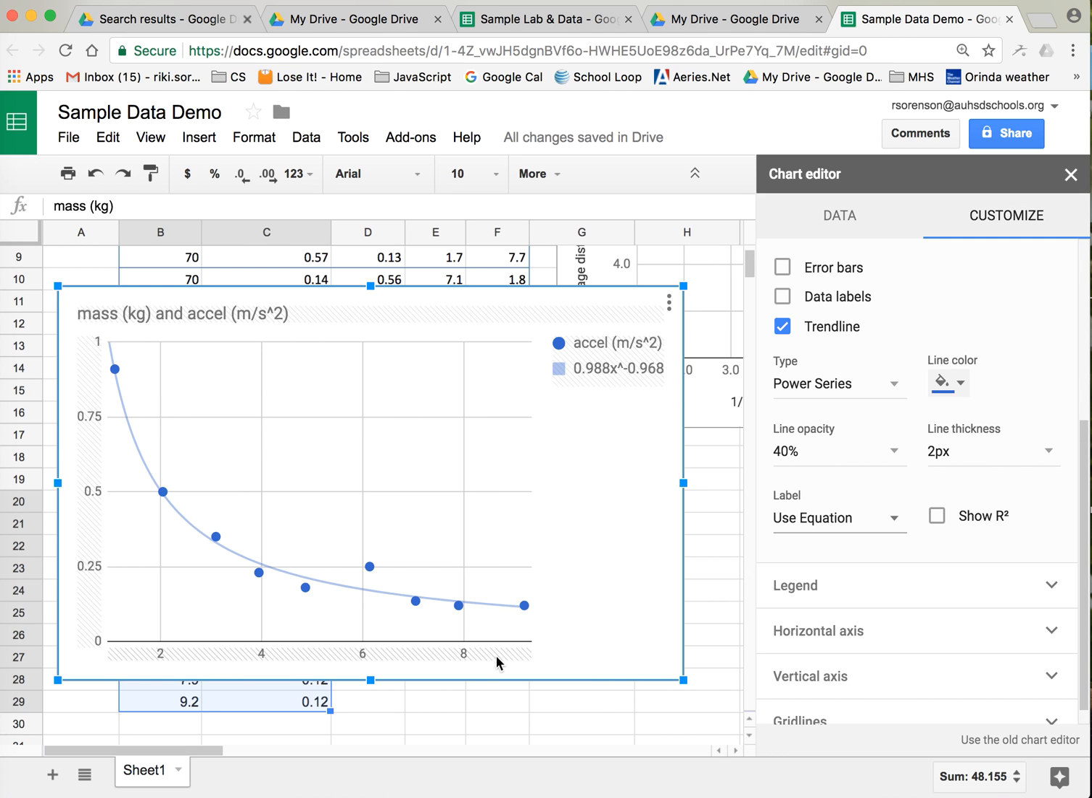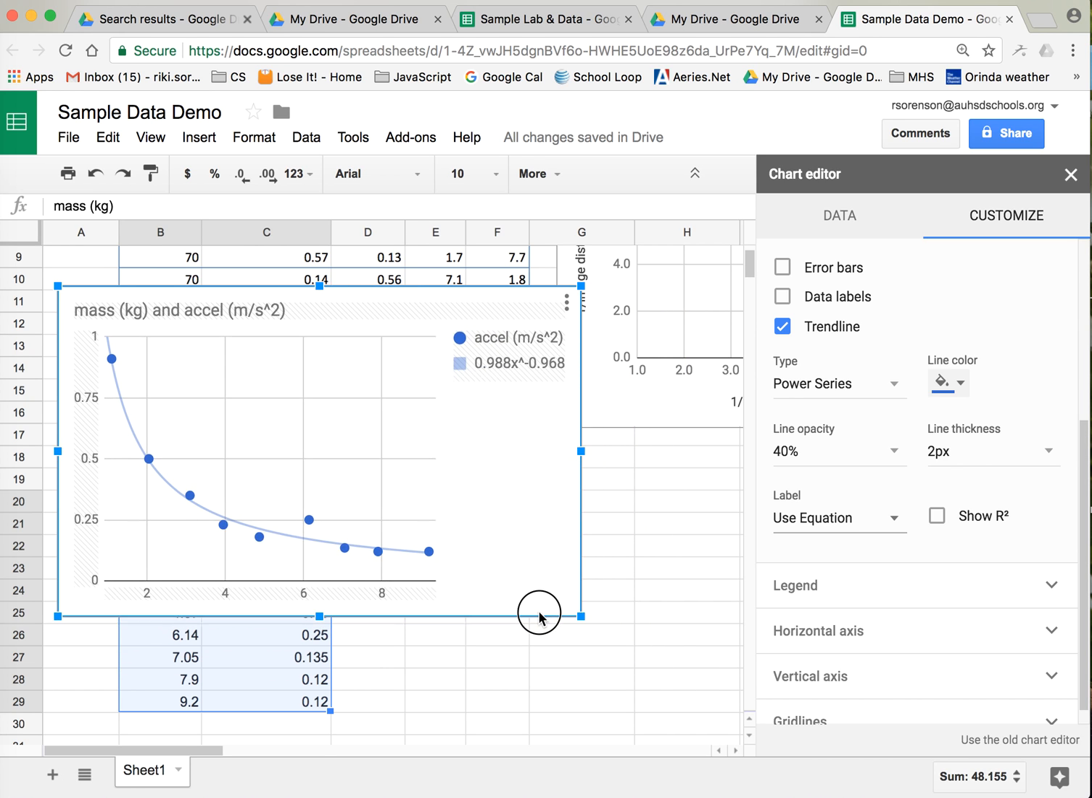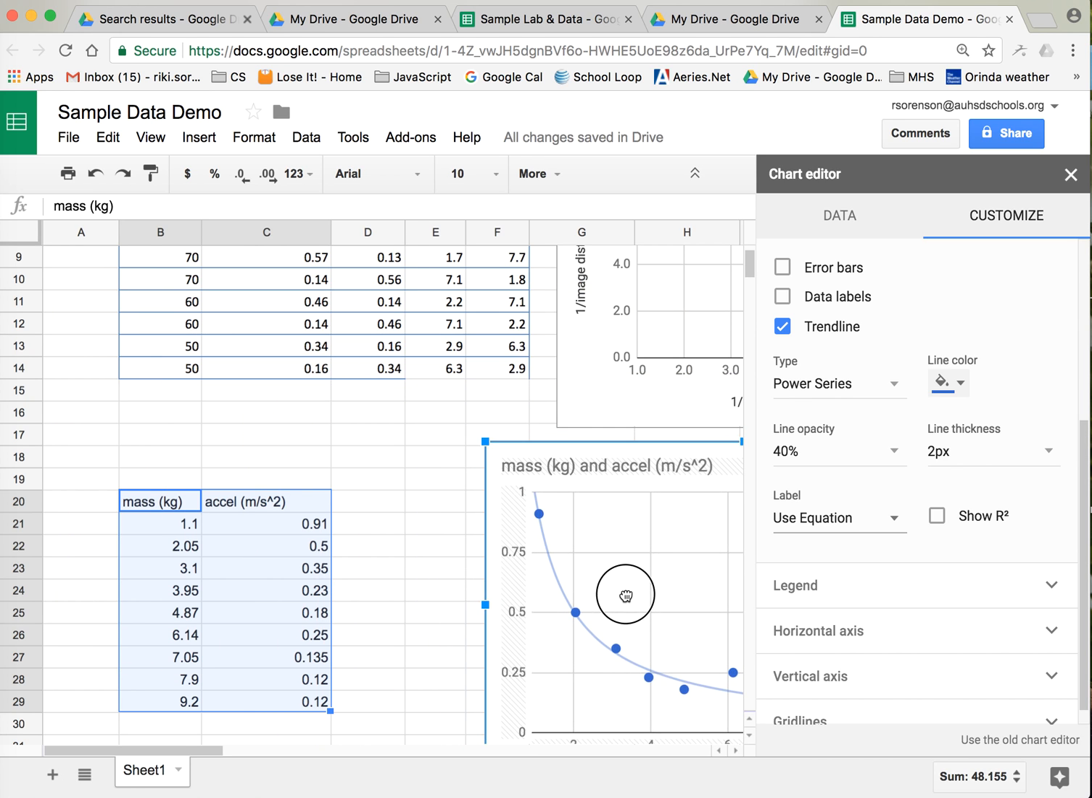Okay, so you would go ahead and put the axis labels on, then you'd be ready to copy it and paste it in. Okay, that's your quick tutorial on graphing with Google Sheets.